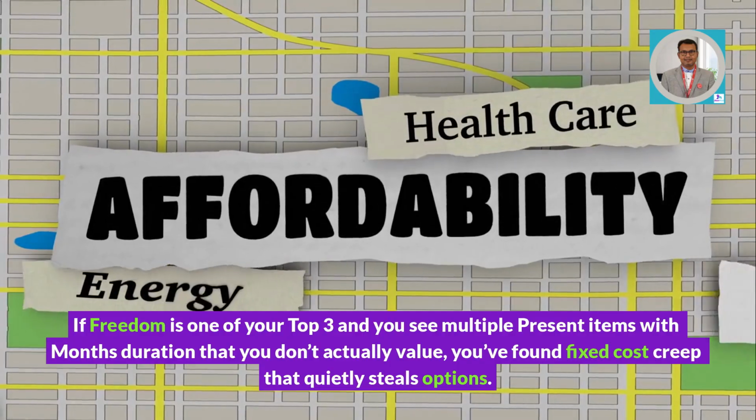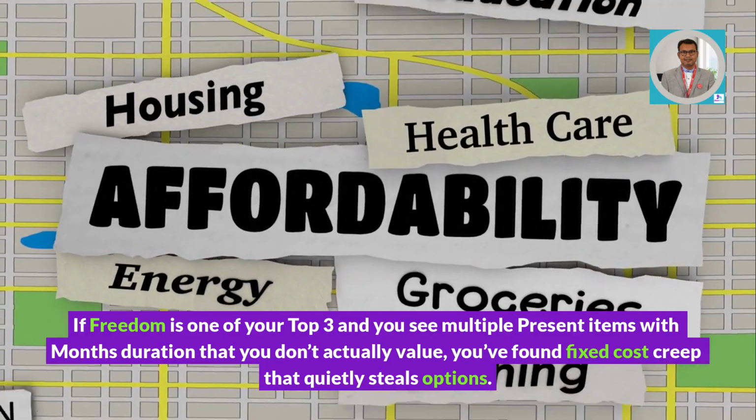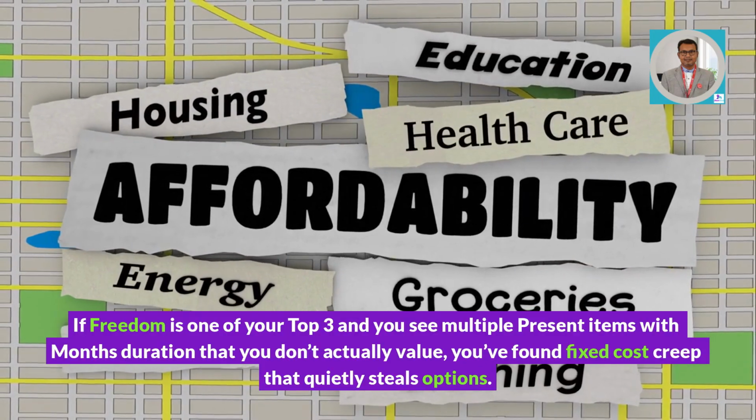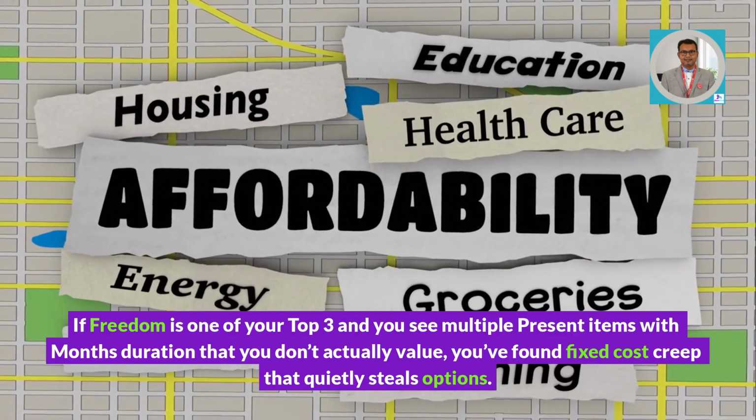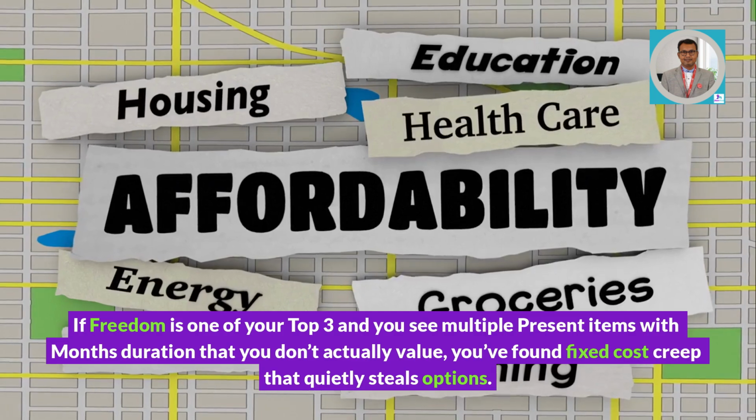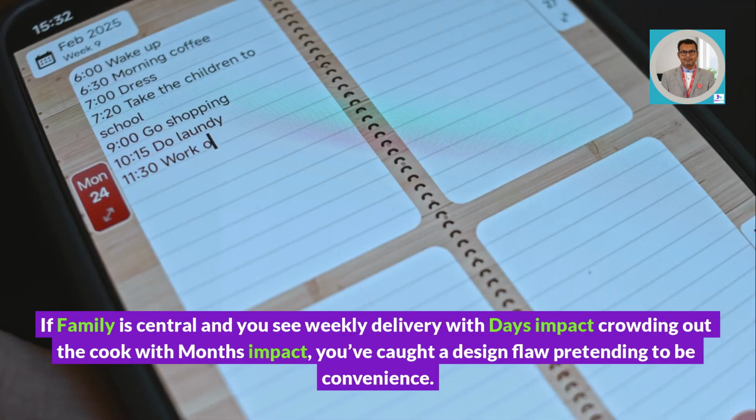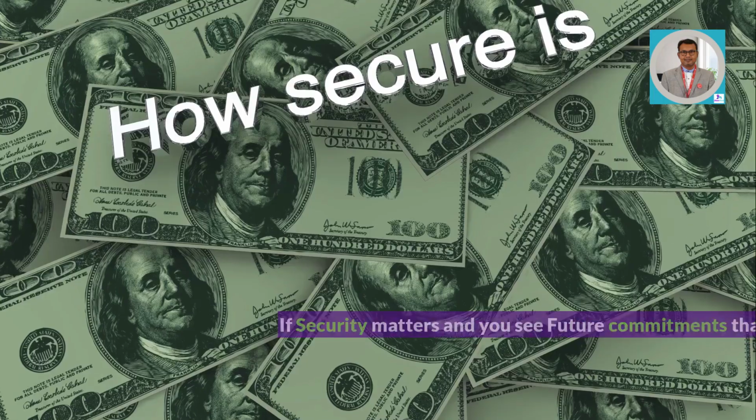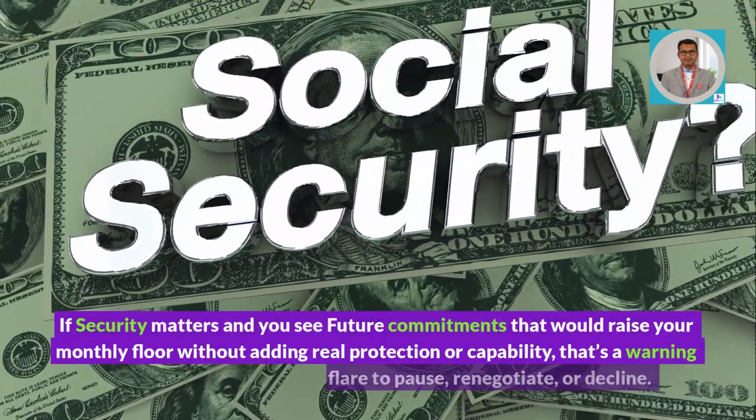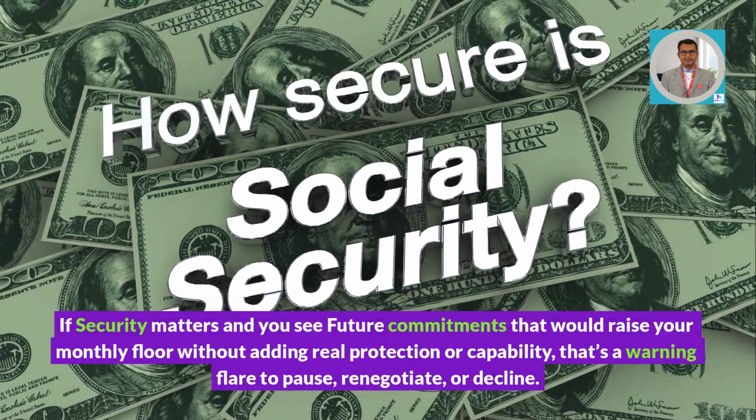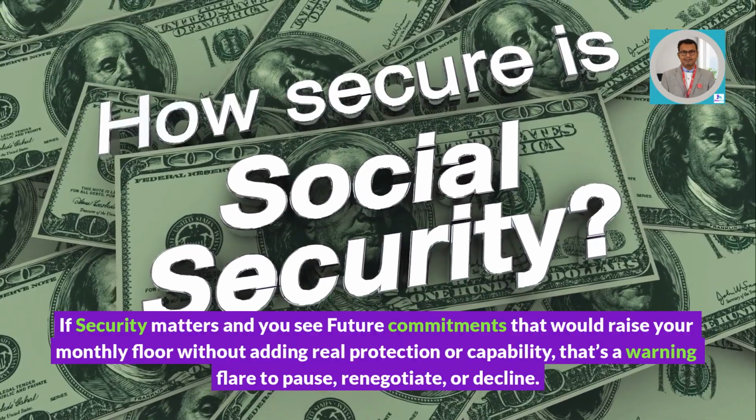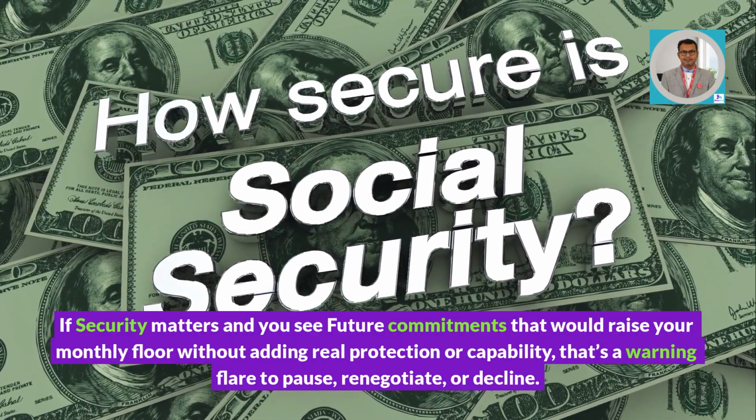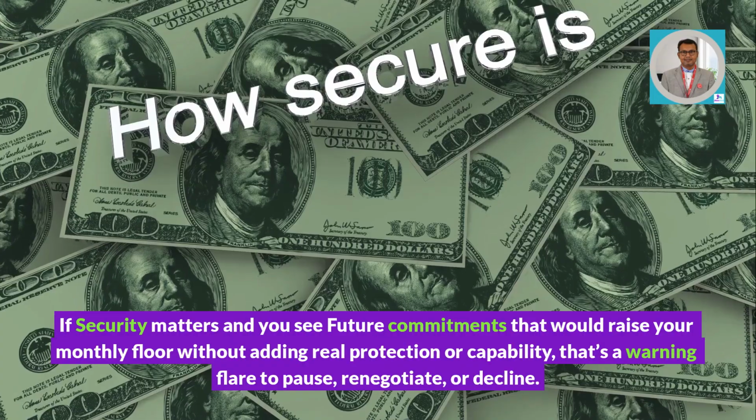If freedom is one of your top 3 and you see multiple present items with months duration that you don't actually value, you've found fixed cost creep that quietly steals options. If family is central and you see weekly delivery with days impact crowding out the cook with months impact, you've got a design flaw pretending to be convenience. If security matters and you see future commitments that would raise your monthly flow without adding real protection or capability, that's a warning flare to pause, renegotiate, or decline.